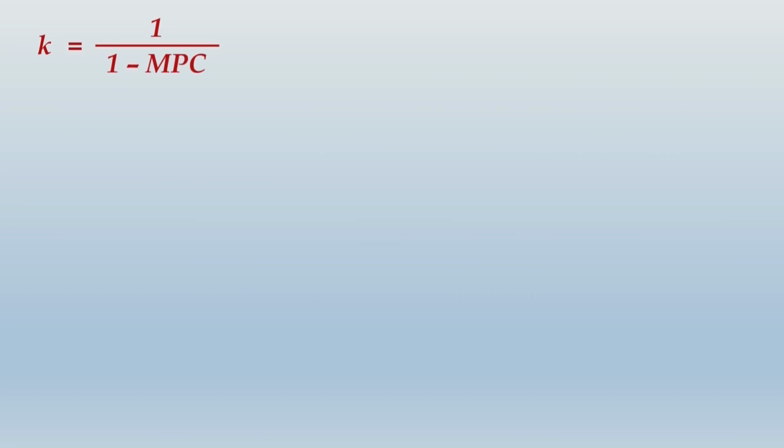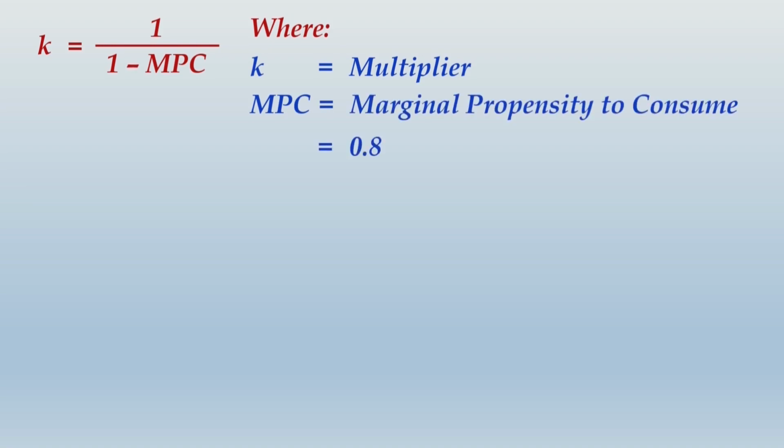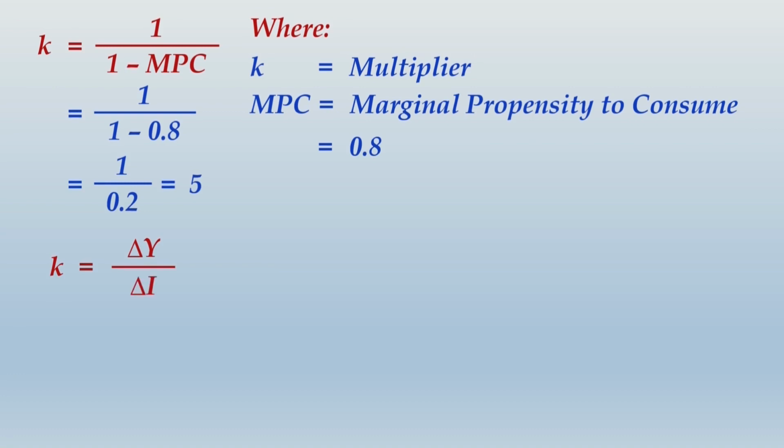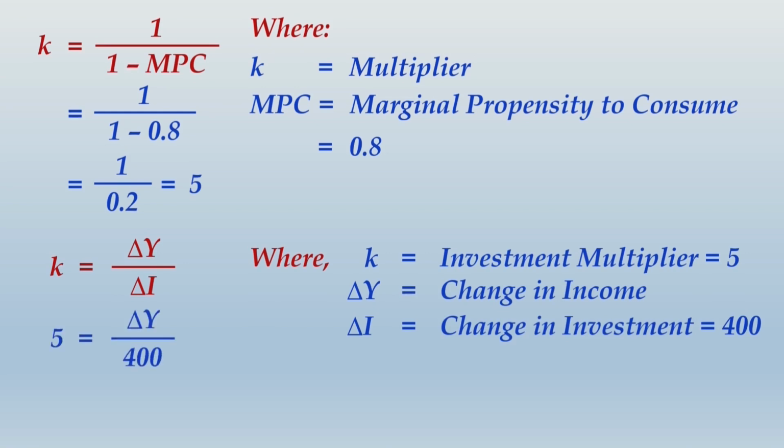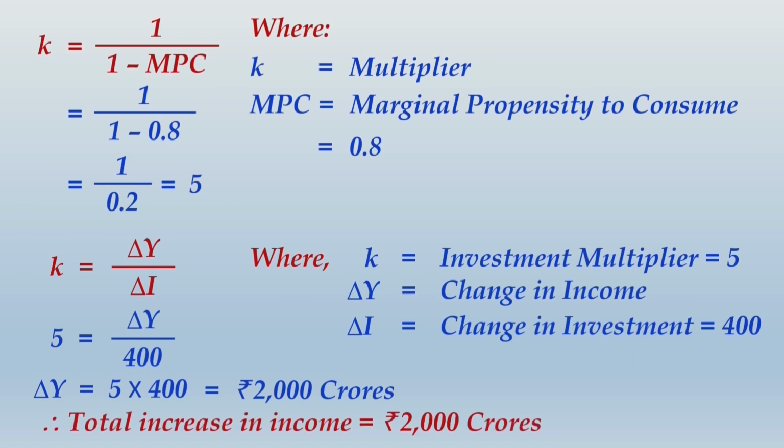First thing what you do is write the formula of multiplier and define all the variables over here. K is the multiplier, MPC is the marginal propensity to consume, that is 0.8, and when you put up this value, what you get as investment multiplier is 5 times. And you know one more thing, that investment multiplier is actually a function of delta Y divided by delta I, that is change in income divided by change in investment. So let us define these variables as well, and what we get now is, with the change in the amount of investment, you can now find out the change in the amount of income. So your delta Y value will be 5 times 400, that will be 2000, and because the values were given in crores, you will write that as 2000 crores. So total increase in income will be rupees 2000 crores.